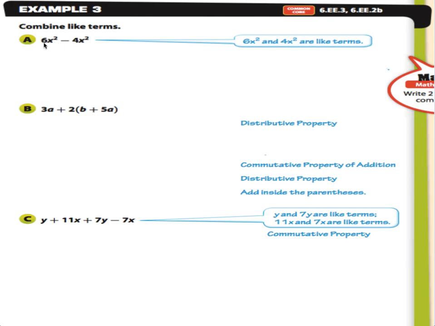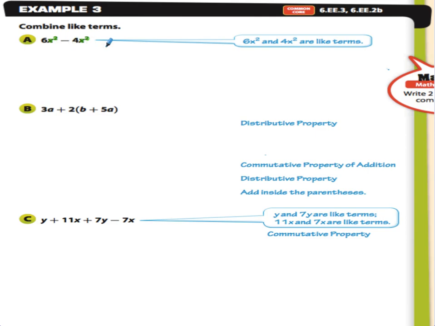So for example, here you have 6x squared minus 4x squared. The things that you have that are the same, I'm going to try to make this really small so it doesn't get too overwhelming. Your x is the same and your x is the same. That's great, but you also have to notice that there is a squared. If this was squared and this one wasn't, you could not combine them. But because this is x squared and this is x squared, you can combine these terms.